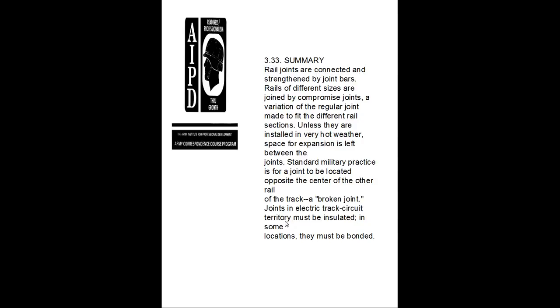3. Summary. Railway joints are connected and strengthened by joint bars. Rails of different sizes are joined by compromise joints, and the variation of regular joints is made to fit the different rail sections unless they were installed in very hot weather. Spaces for expansion are left between the joints, and standard military practice is for a joint to be located opposite the center of the other rail.